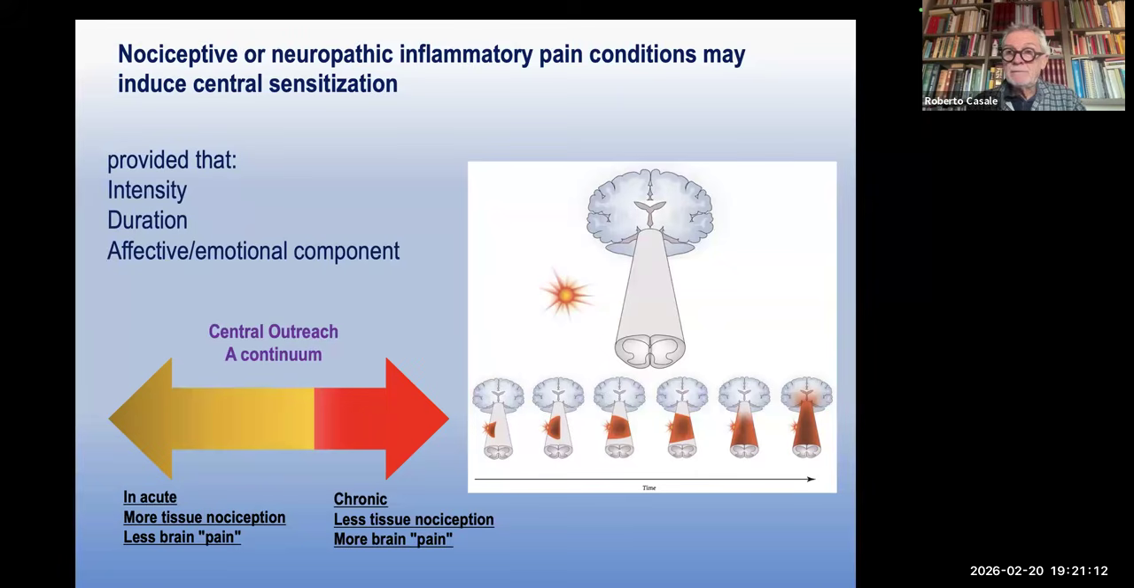In this way, we may understand how it's possible that if we don't treat acute pain soon and at the best, this acute pain, nociceptive or neuropathic, may evolve, inducing plastic maladaptive changes in the central nervous system, and become a nociplastic pain, which is, as I said, a continuum in the spectrum of pain chronicity.